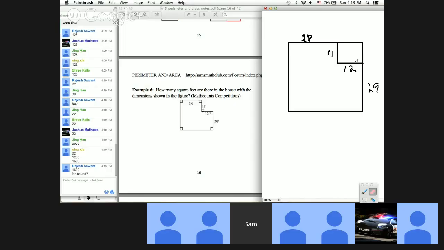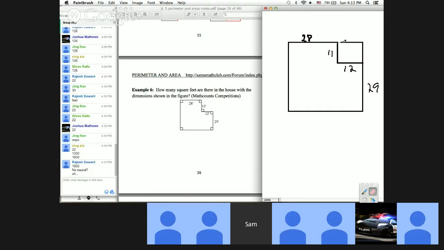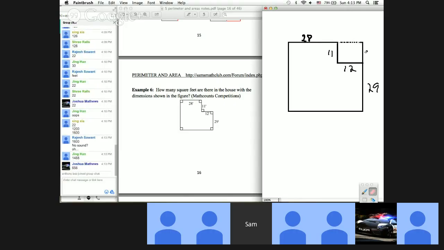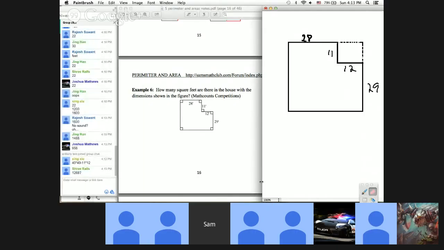Right, I'm still waiting to see if anybody can figure out this problem. Nobody's gotten it right, by the way. I'll give you guys a few more seconds. I'm just drawing it out right now. Oh, what is that sound?